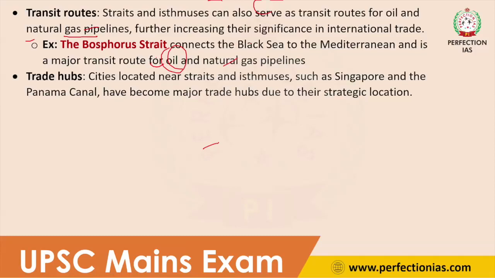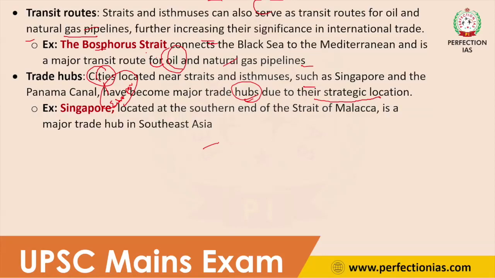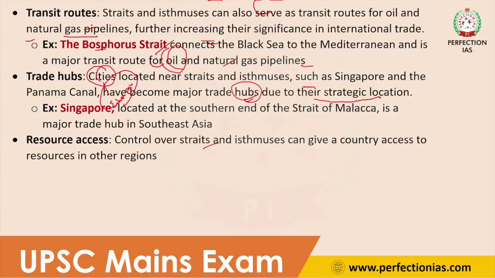The next is trade hub. Those cities which are located near the straits and isthmus have become major trade hubs due to their strategic location. The city mostly acts as an entry port. This is the place where big ships come to change fuel or for repair purposes. So this acts as an important trade hub. The example is Singapore, which is located at the southern end of the Strait of Malacca, and is a major trade hub in Southeast Asia.